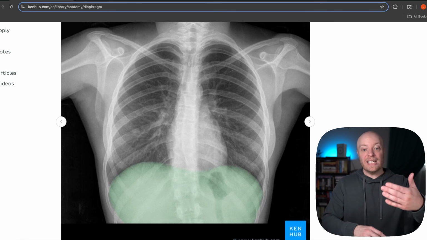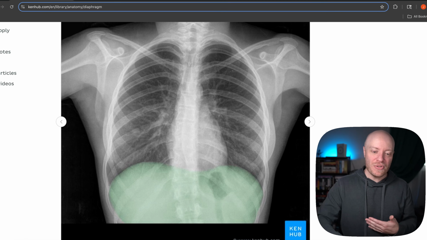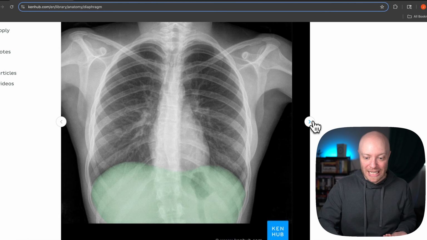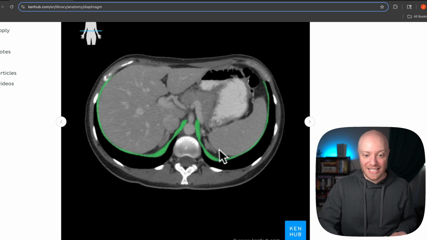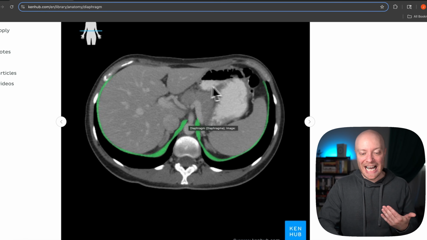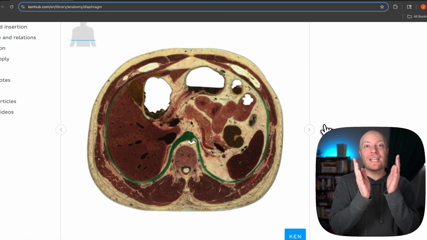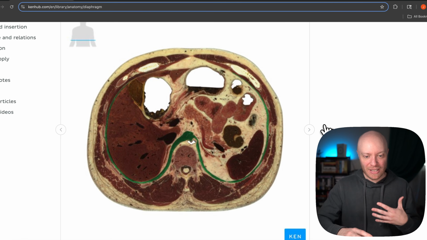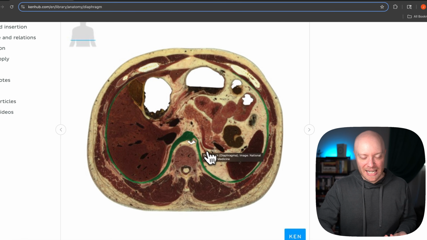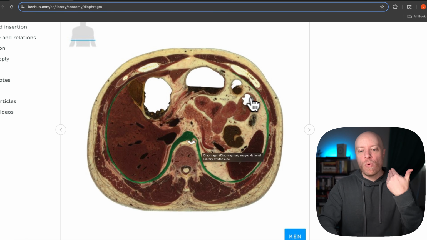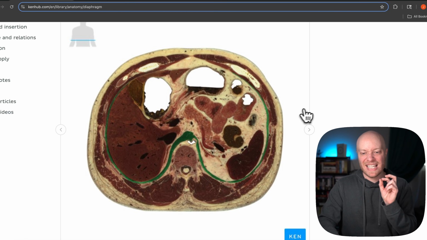We'll go over, and then we can even see through a medical image the diaphragm as well, highlighted here in green. And then you can also see it right here, again highlighted in green. And looks like we have one more image. And then we can even see this actual cadaveric slide where you can see that diaphragm as it kind of goes around.